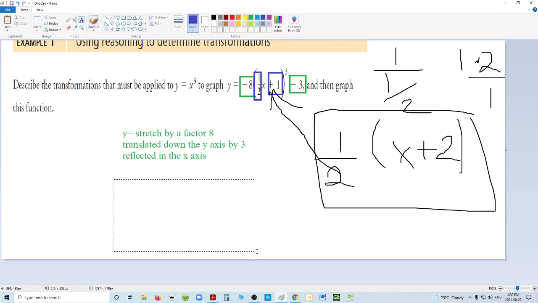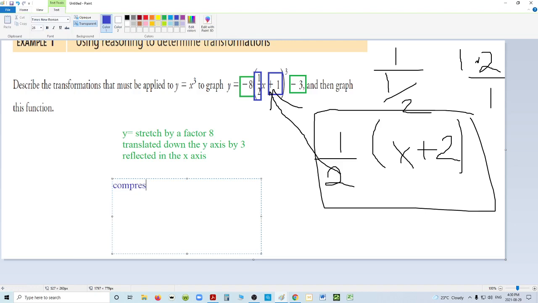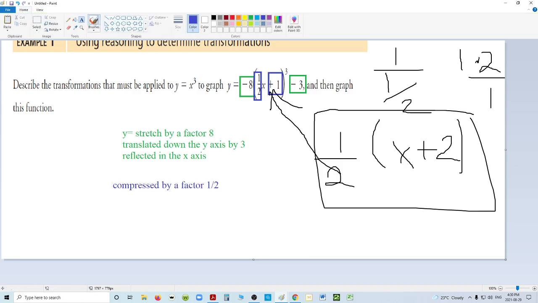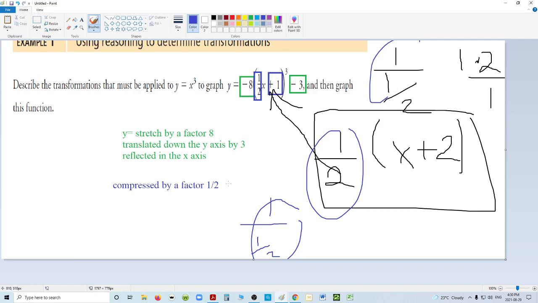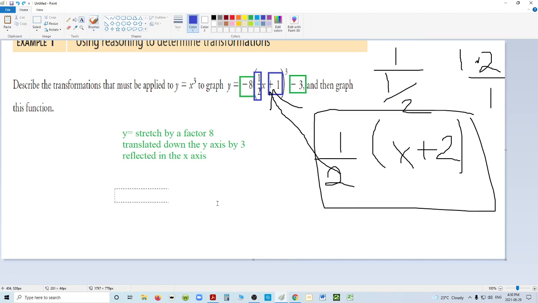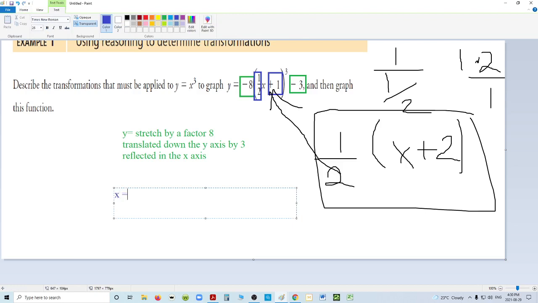So let's describe those transformations. It's not compressed by a factor of half, because remember now, that's the k value. In this case, this is k. And we have to do 1 over k, which is 2. When I do this again, just like this one, we see it's actually stretched by a factor of 2. So you have to be aware of that as well. X will be the reverse. So it's not compressed by half. It is x stretched by a factor of 2, and then translated 2 to the left on the x-axis, which is plus 2 there.